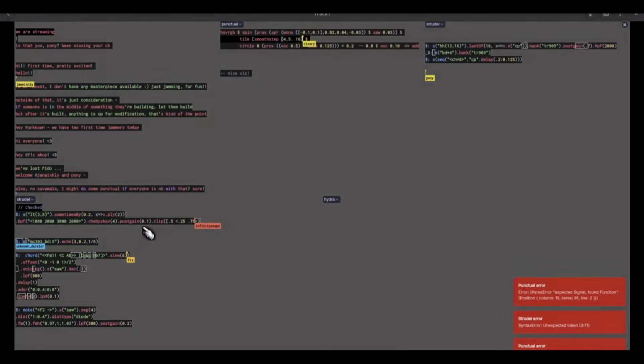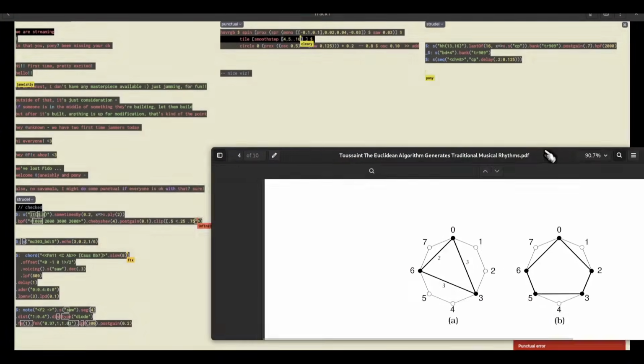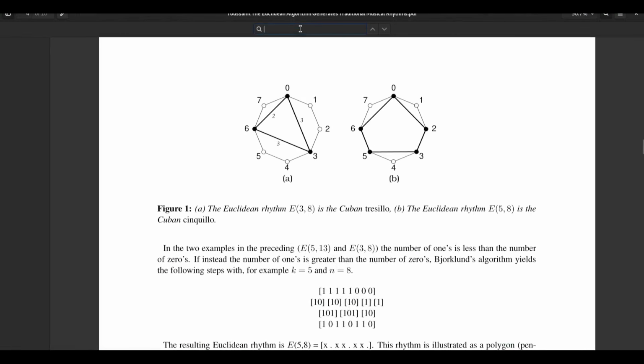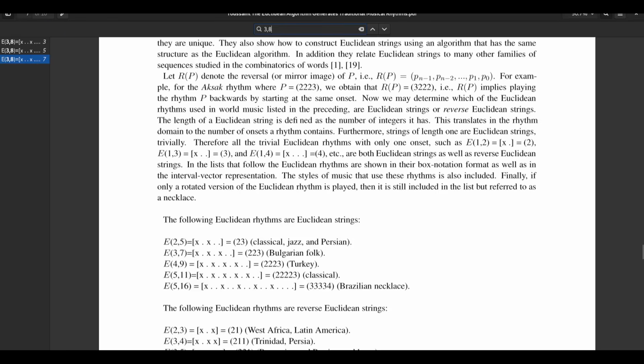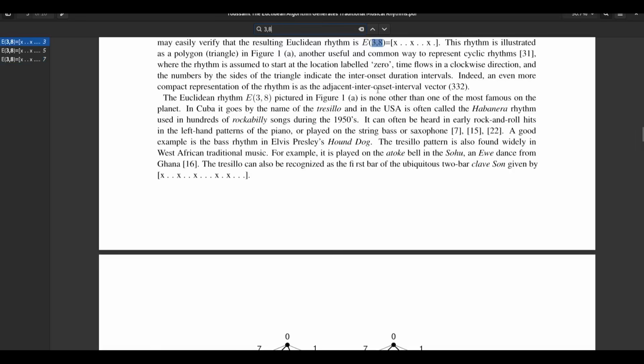Okay, well, I promised you some Euclidean rhythms. Let's get back to it. I've got the paper open, and let's just search for 3,8 in the paper. Okay, so we have a few outcomes.